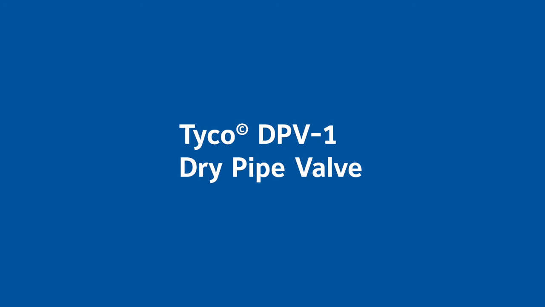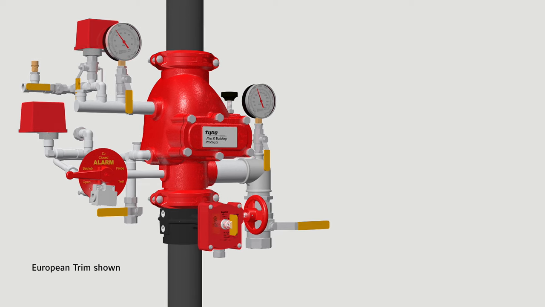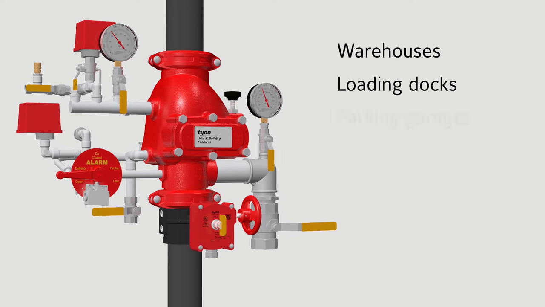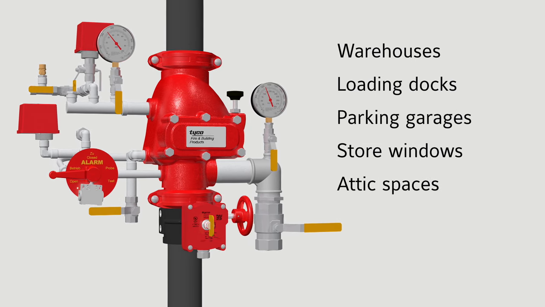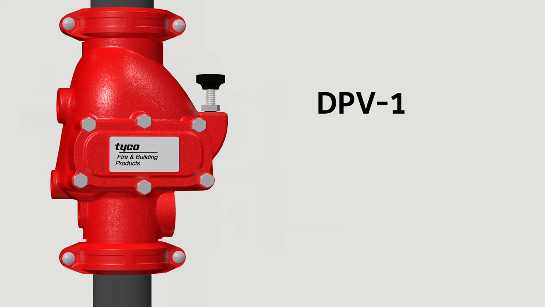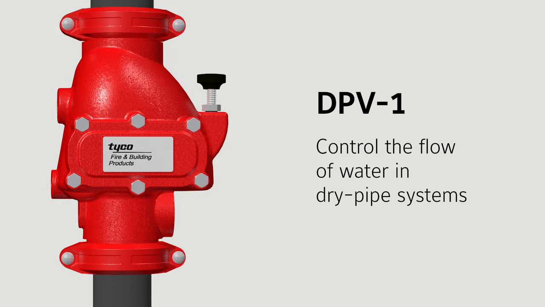The Tyco DPV-1 dry pipe valve is designed to protect areas exposed to freezing temperatures, such as unheated warehouses, loading docks, parking garages, store windows, and attic spaces where a water-filled system cannot be utilized. The DPV-1 is a differential valve engineered to automatically control the flow of water into dry pipe fire protection sprinkler systems upon operation of one or more automatic sprinklers.